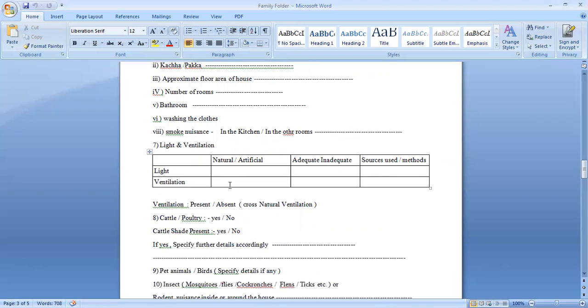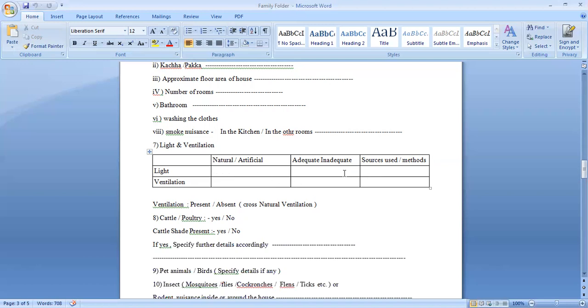Then light and ventilation, whether the natural light is adequate or not, and whether the person can read at least a paper in the darkest corner of the house while all the artificial lights are turned off or not. If we can read it, then the light will be adequate, otherwise it will be inadequate.